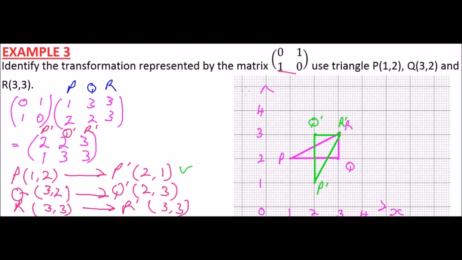Now, since we are required to identify the transformation represented by this matrix, you can see here is our P and where P prime is. If we draw the line y equals x, that line passes through here. So let's plot that line.